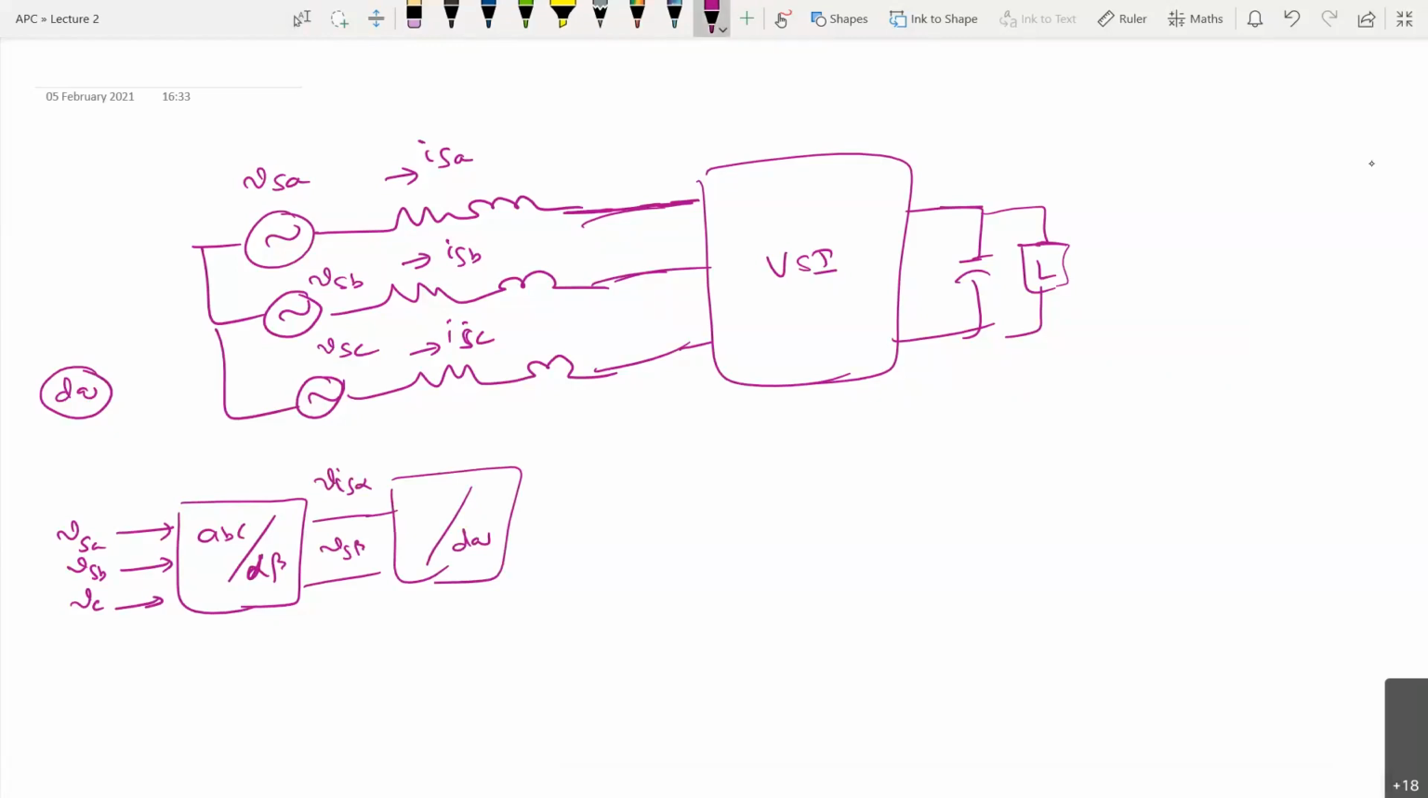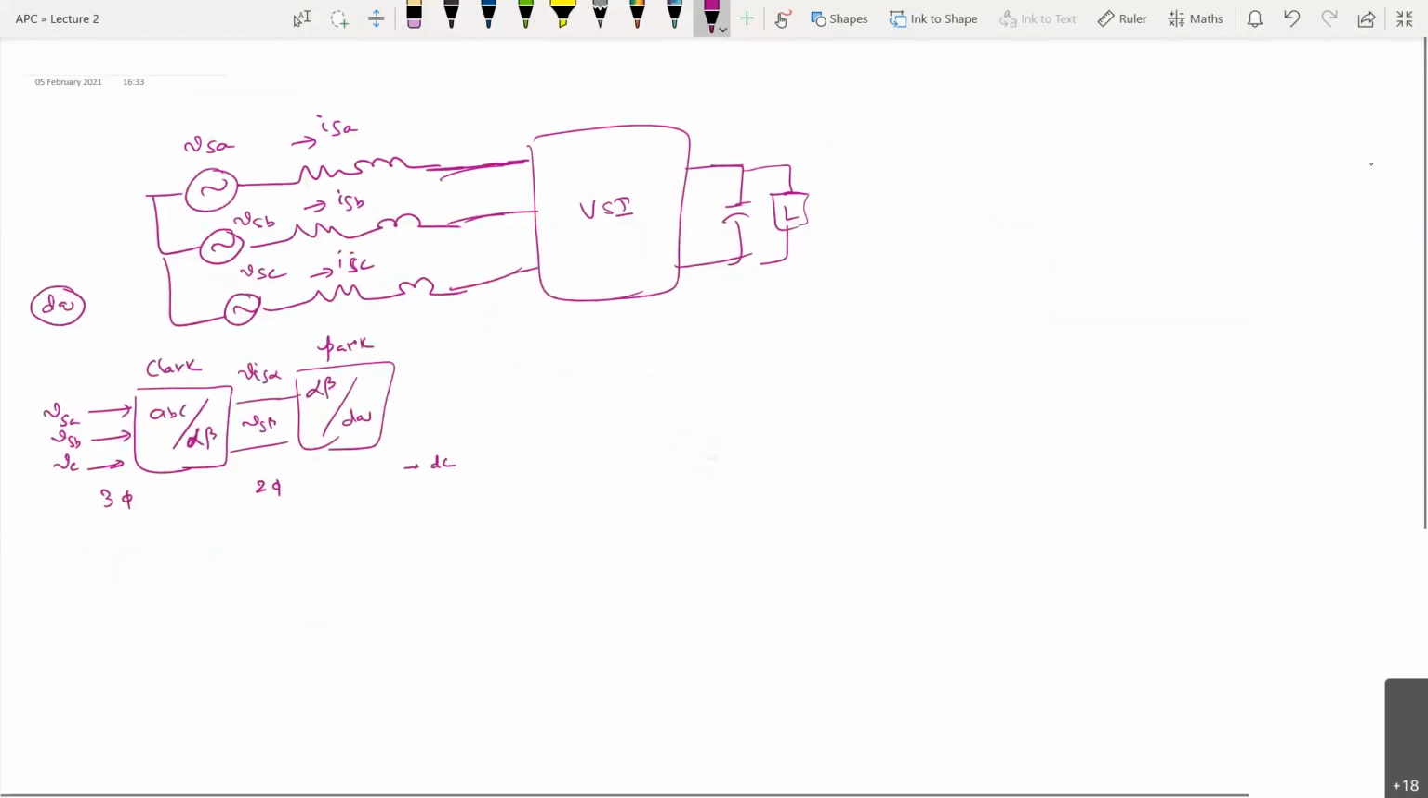Here you have this alpha beta. This one is the Clarke transformation, and this is the Park transformation, right? Here, this is three-phase to two-phase conversion, and this two-phase quantities will become DC quantities here, right? What is the input for this Park transformation? What additional information do you require if you are doing a Park transformation?